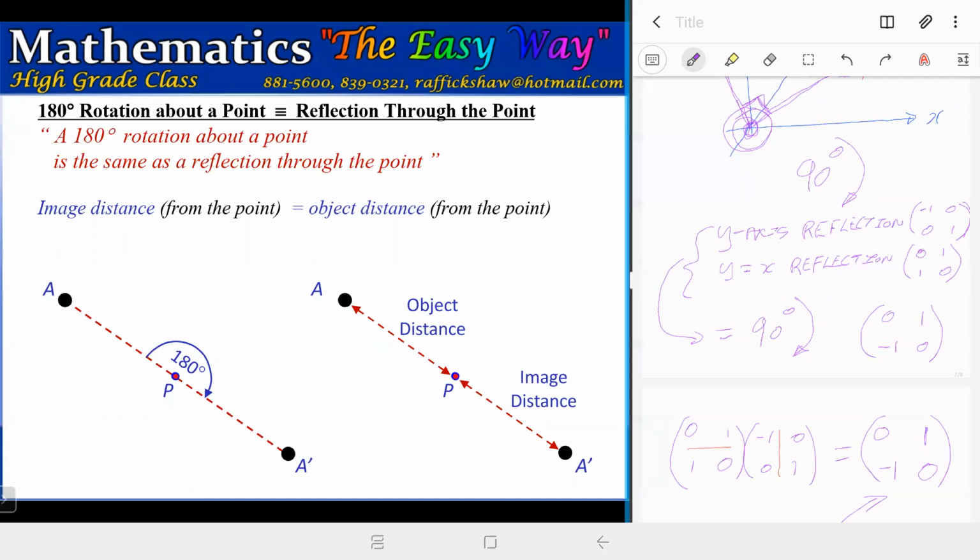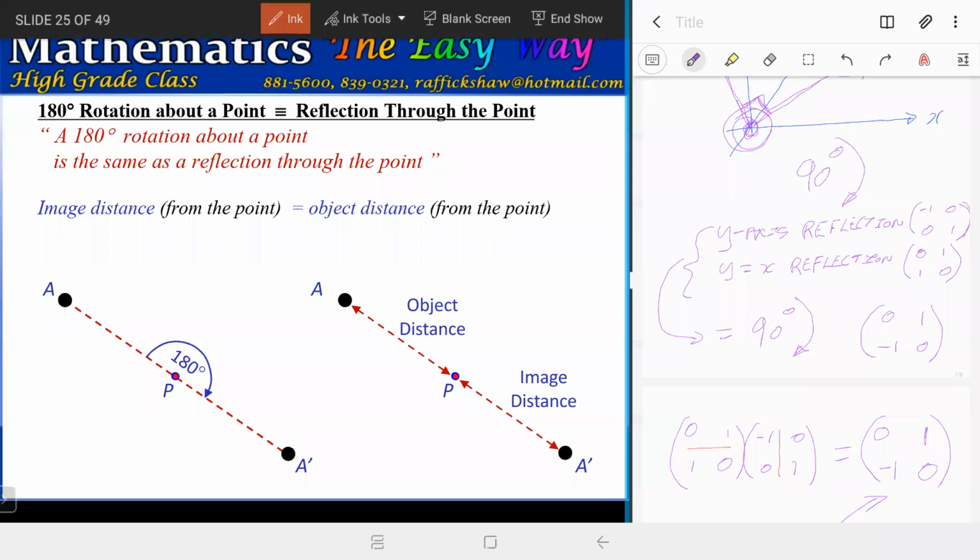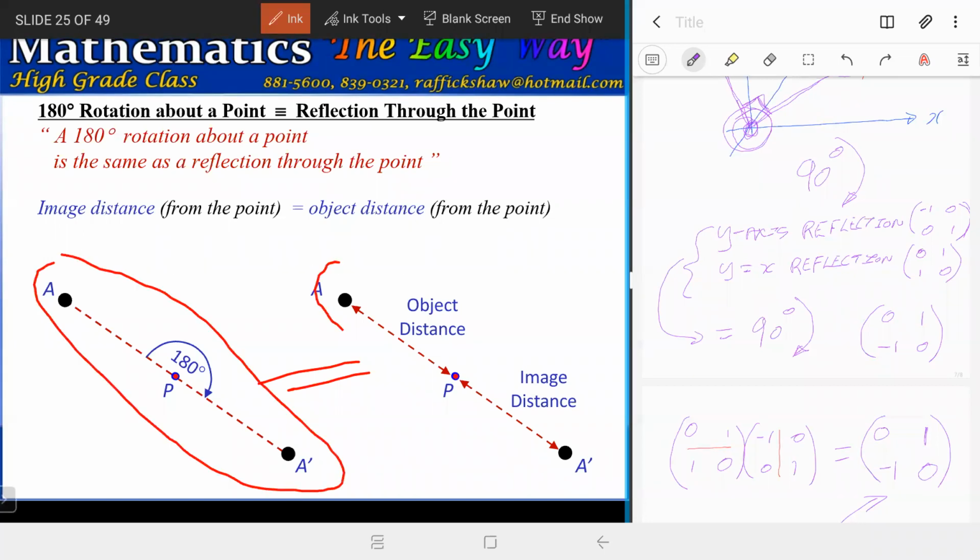The two things are equivalent. These two things are basically the same. So it doesn't make sense to try to do the rotation. Don't try to rotate. Better you do the reflection. It's easier to do the reflection. Do this.